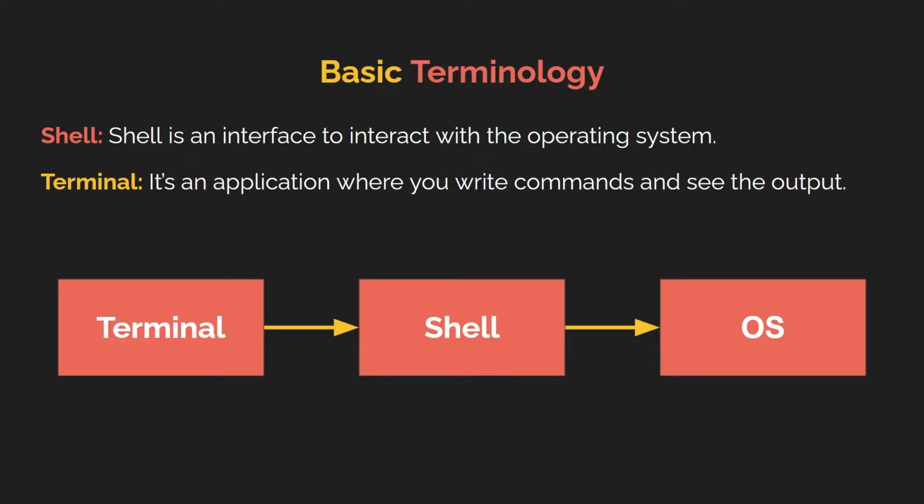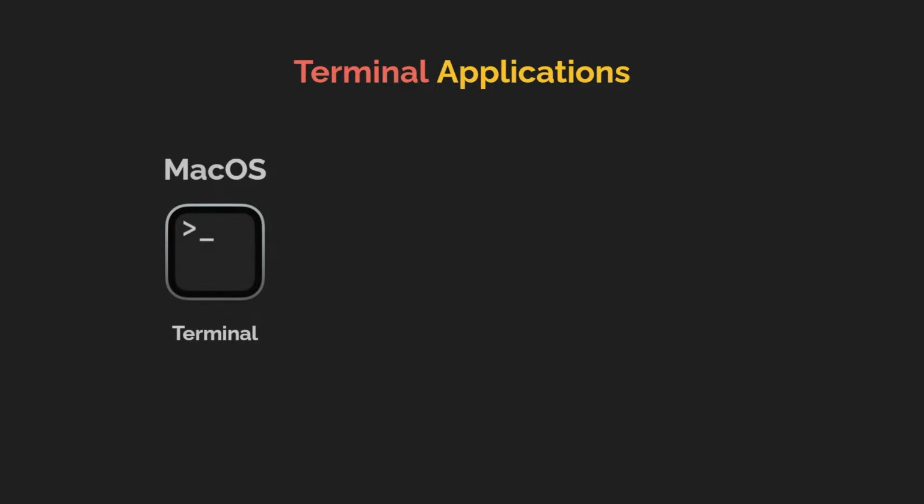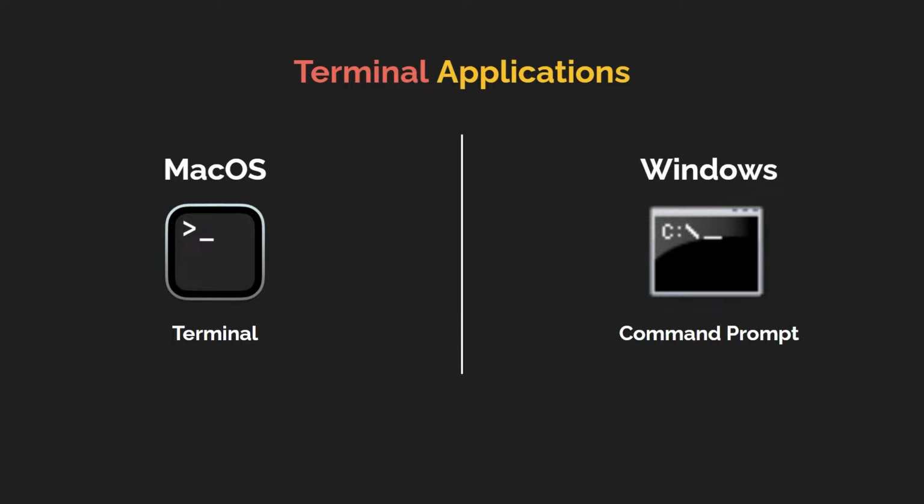You first write your command in the terminal, and the terminal sends that command to the shell, and the shell interprets it. It makes sense of that command, it understands it, and it gives that to the operating system, which processes that command. So the shell is the interface which you use to interact with the operating system, and the terminal is the application where you write your command and where you see the output. Now, there are two terminal applications. One is for Mac OS, it's called Terminal. Another is for Windows, it's called Command Prompt.